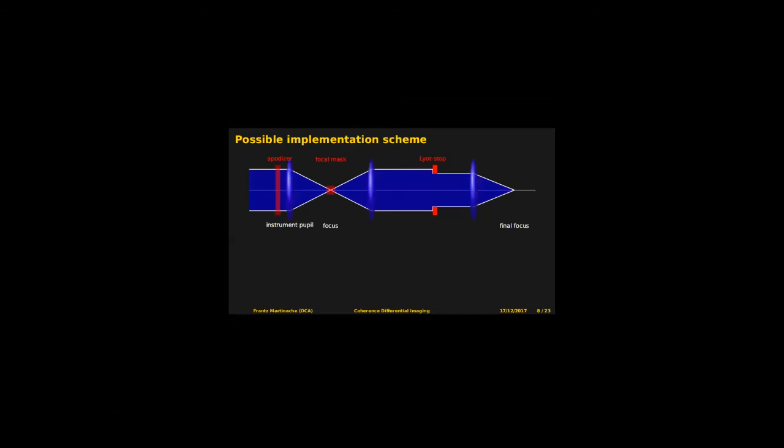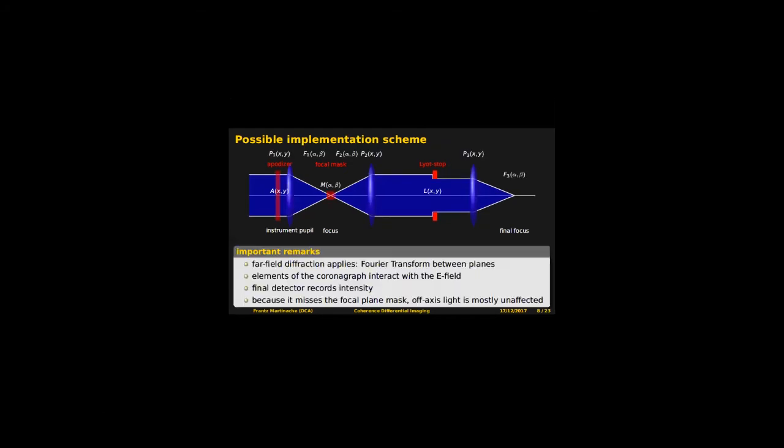So you're looking at a pupil again of your telescope, and you're putting an additional mask called the Lyot stop that's going to clean the diffracted light. Since this is cool, I have to tell you a little bit technically how this works. There are a couple of important things to keep in mind, which make your life easy.